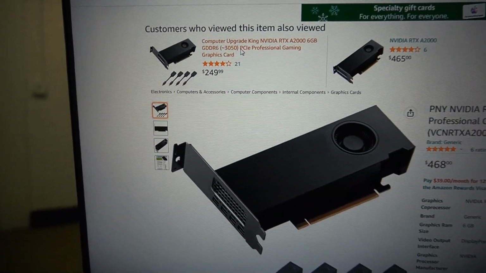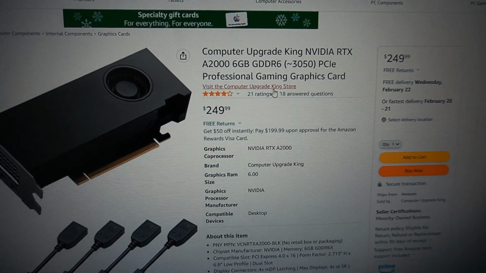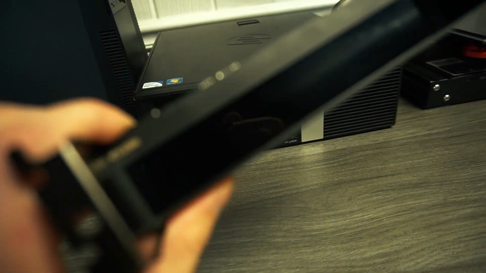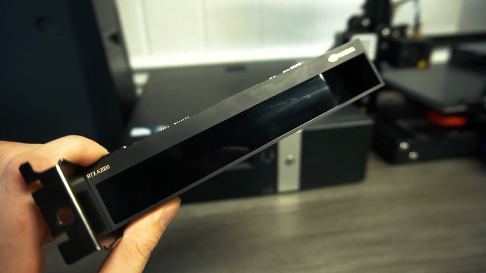I was able to pick mine up from this guy right here on Amazon, link in the description, for $250. And this is the exact one I got. It's got a few scratches on it, but nothing too bad.